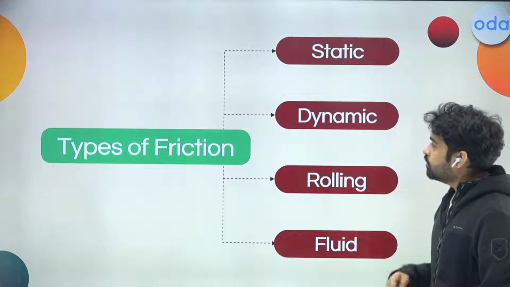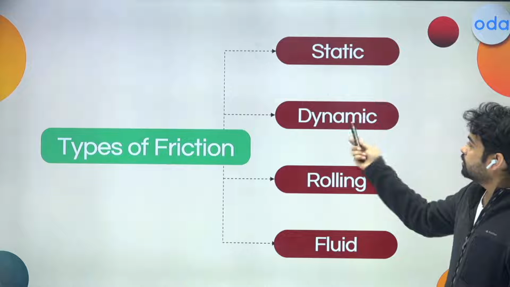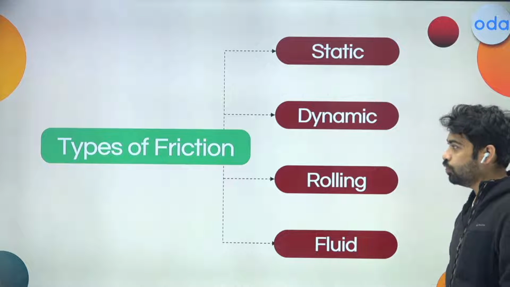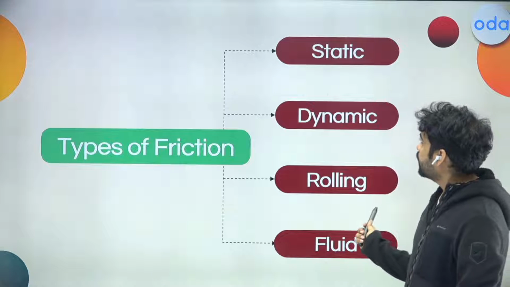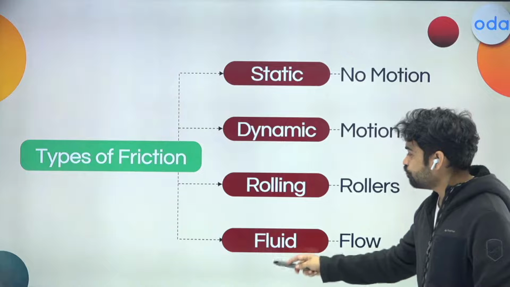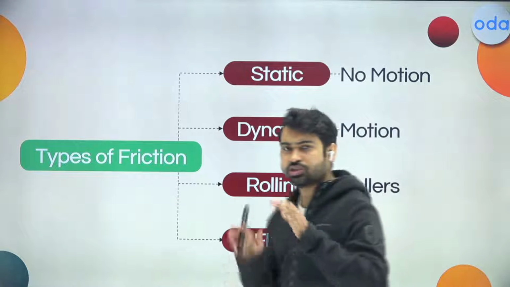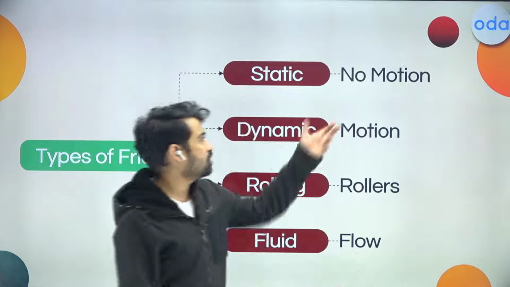All right. Now we've understood that these are the four names: static, dynamic, rolling, and fluid, or static, sliding, rolling, and fluid. But what and where exactly would we find them? Let me take you a little further. If I talk about all these four frictions with respect to just a word or a phrase, how will I define it using just a phrase?